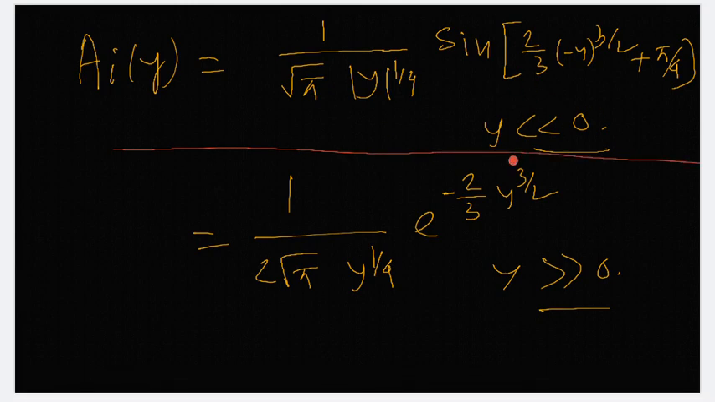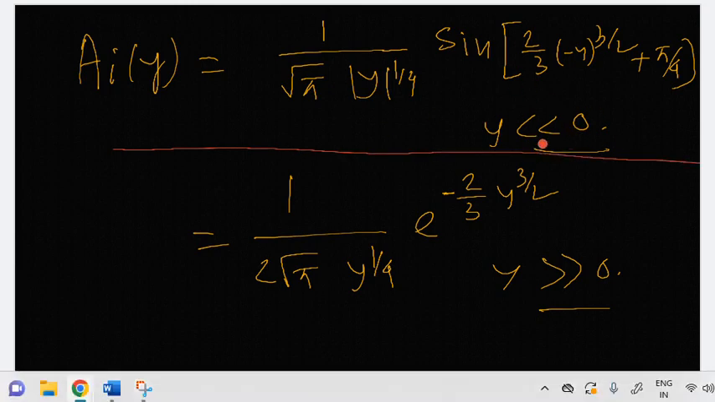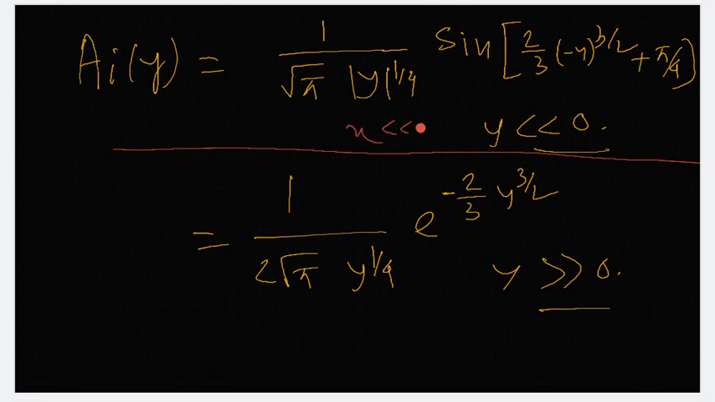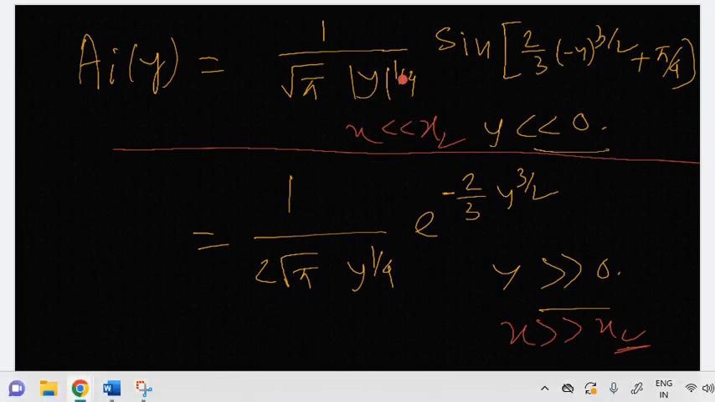value of Airy function at that limit. So y less than 0 means x less than x2, and y greater than 0 means x greater than x2. So in our desired limit, we have already found these values. Okay, so also then you can write the wave functions.